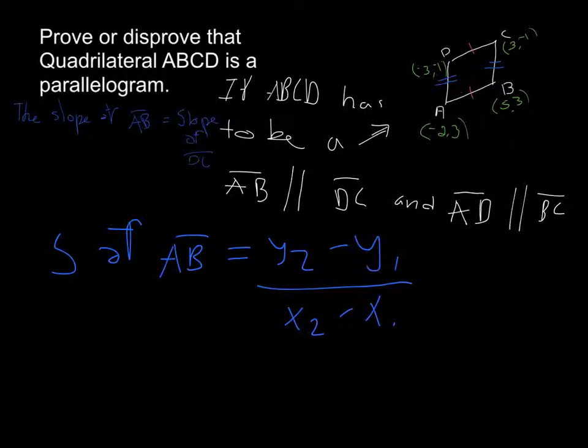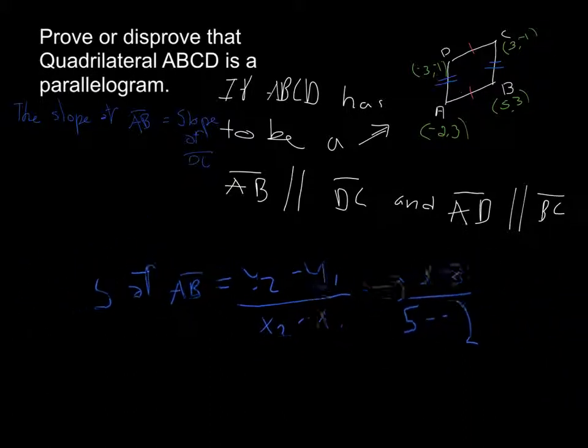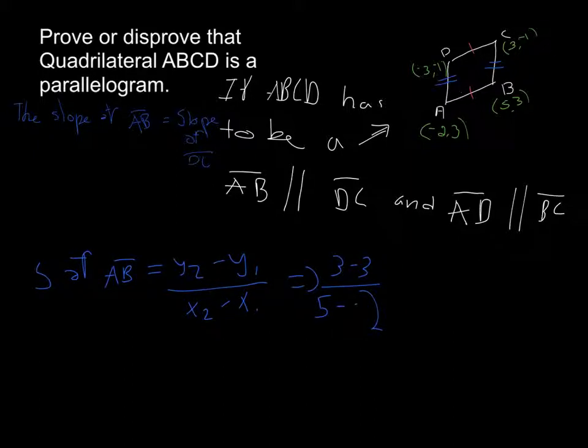In here, the values to substitute are 3 minus 3 by 5 minus minus 2, or 5 plus 2. So we can simplify that even more to get our whole number answer. It would be equal to 0 by 7, which is equal to 0. Now, since we found the slope of line segment AB equal to 0, we should find out that the slope of line segment DC should be equal. If not, then it's not a parallelogram.